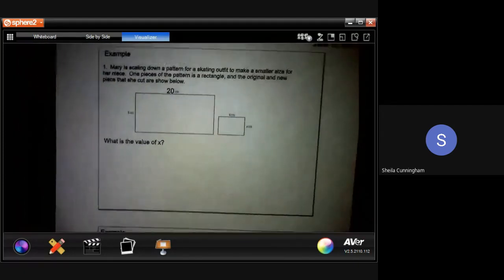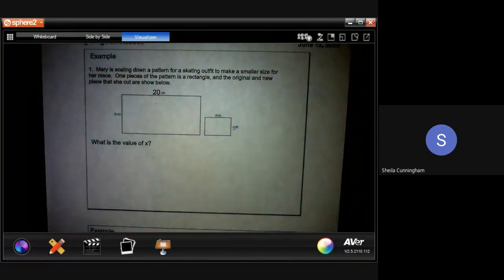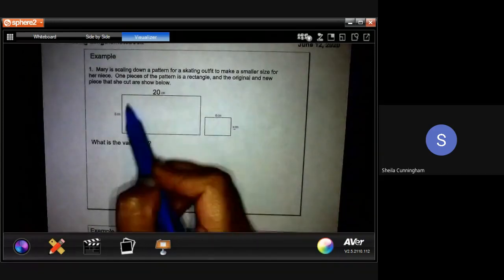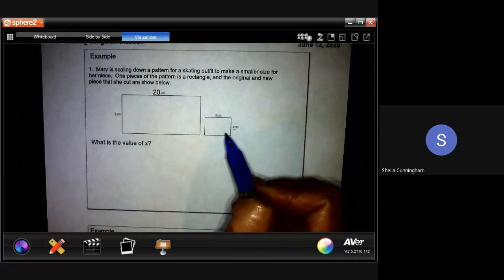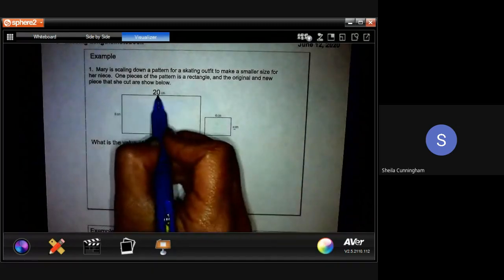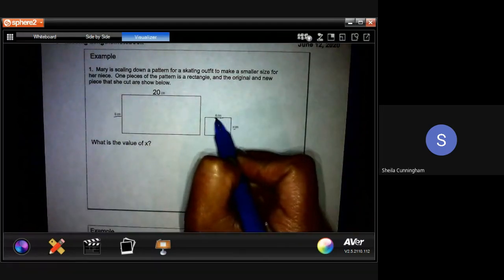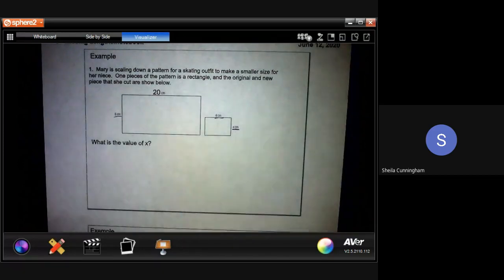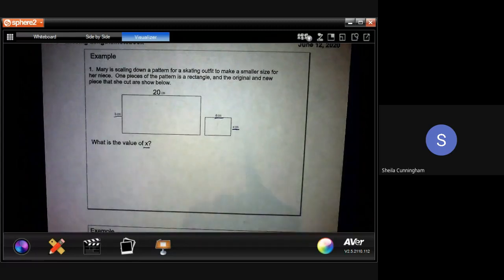All right, we've seen this question in previous lessons, but now we can actually address this width of X centimeters down here. So Mary's scaling down a pattern for a skating outfit to make a smaller size. She's using this larger piece to scale down to make the smaller rectangle piece here. So we know the side length here is 20 centimeters and the width is 6 centimeters. And the smaller version is 4 centimeters by X centimeters. We want to identify what is X going to be?